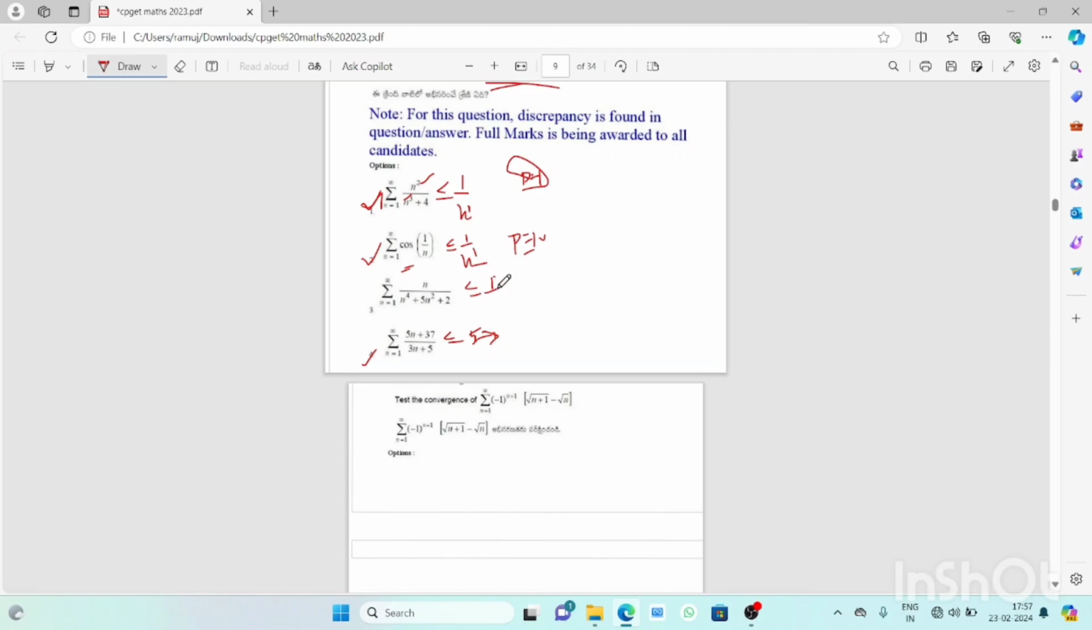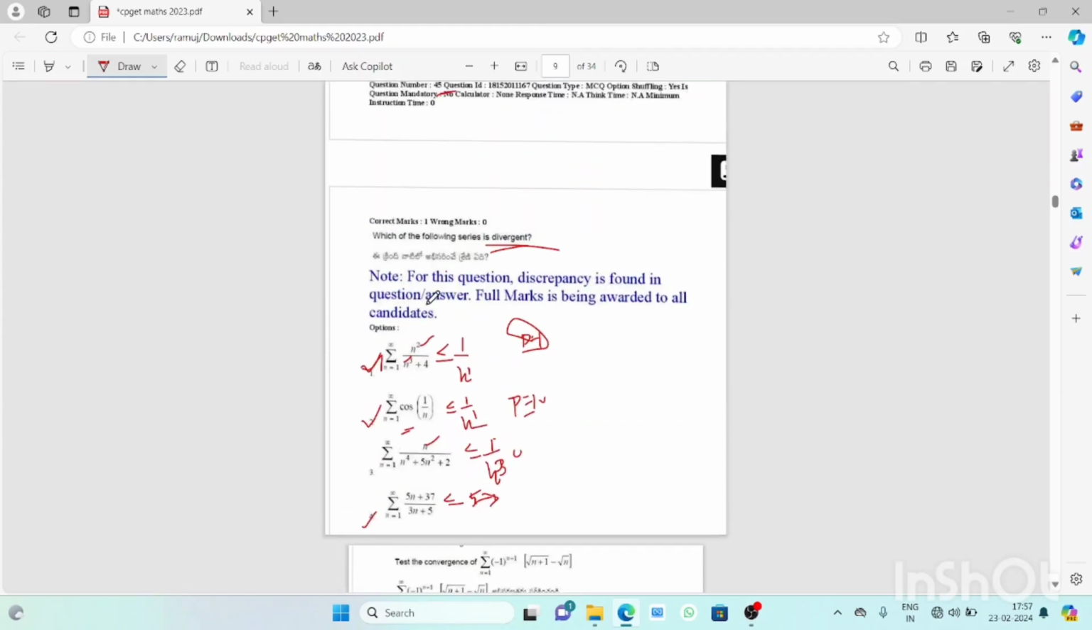If you write 1 by n cube, because here one term is there and here 4 terms are there, you can simply write 1 by n cube less than or equal to. So by the p-series test, it is convergent. He is asking to find the divergent one. The question expects a single correct option, but we get multiple options, so that's why they discarded this question.